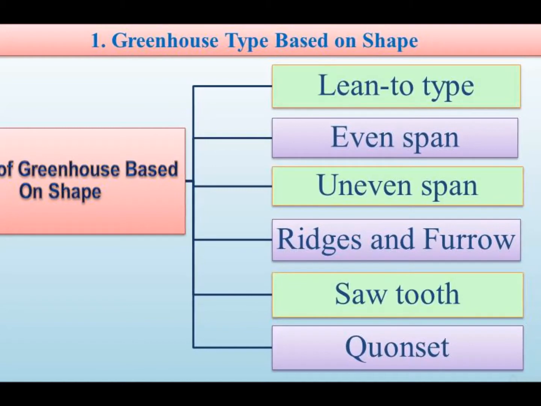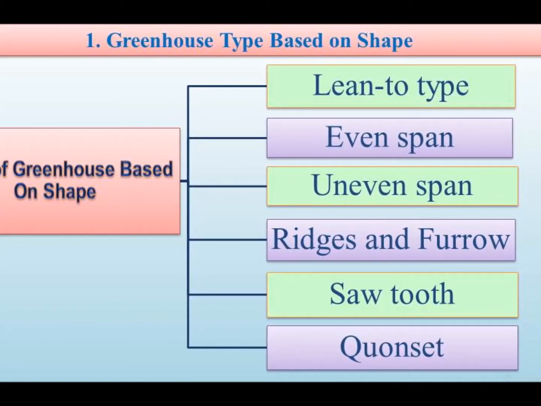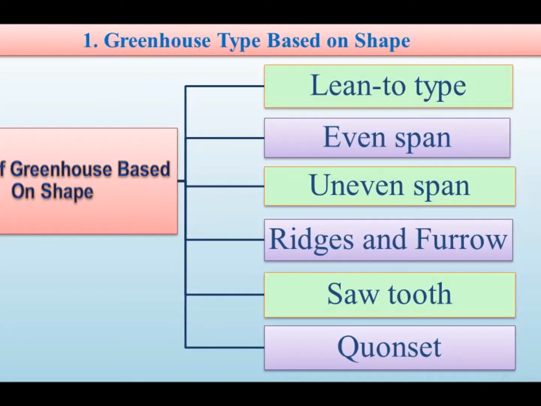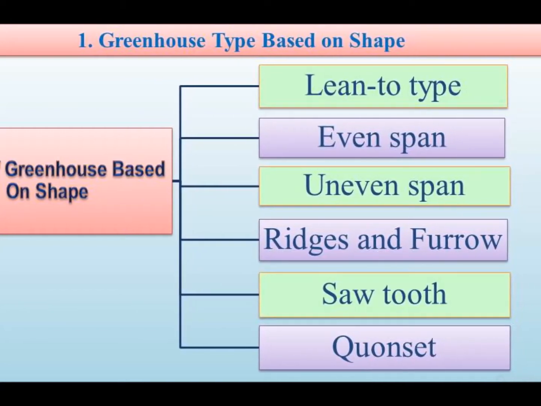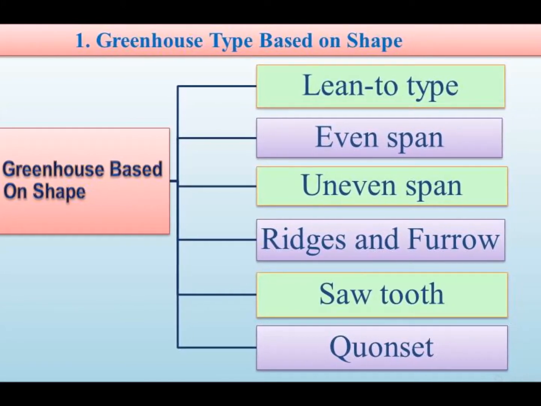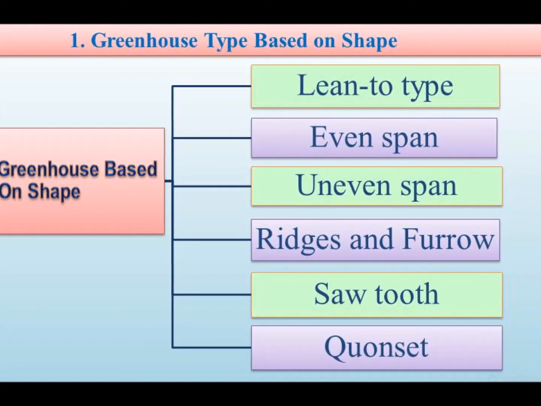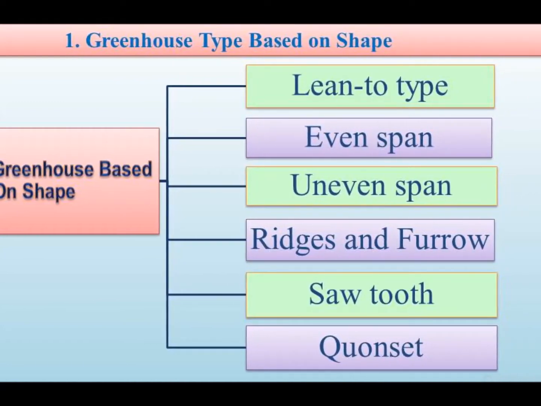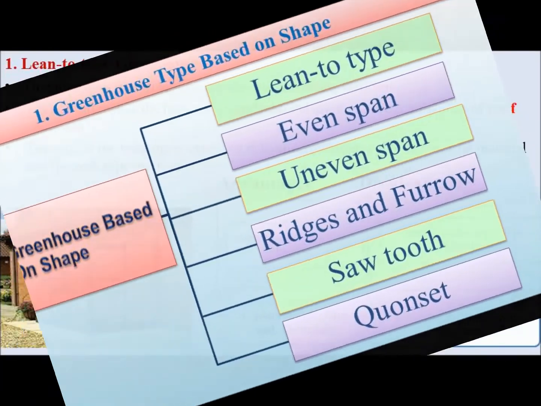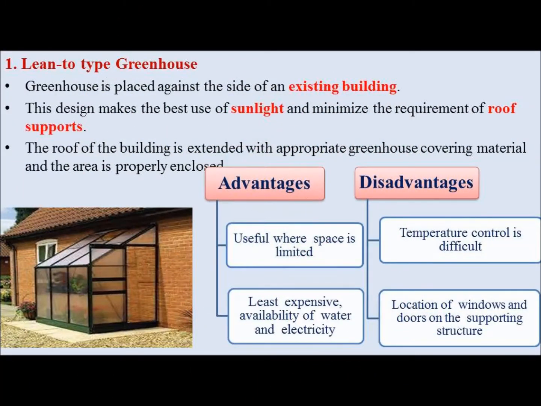Classification of greenhouse according to its shape or style is again divided into different types. First, lean-to type. Second, even span type of polyhouse. Third, uneven span type of polyhouse. Next, ridges and furrow type of polyhouse. Then, sawtooth type, and last, quonset type of greenhouse. First, we will discuss the lean-to type greenhouse.